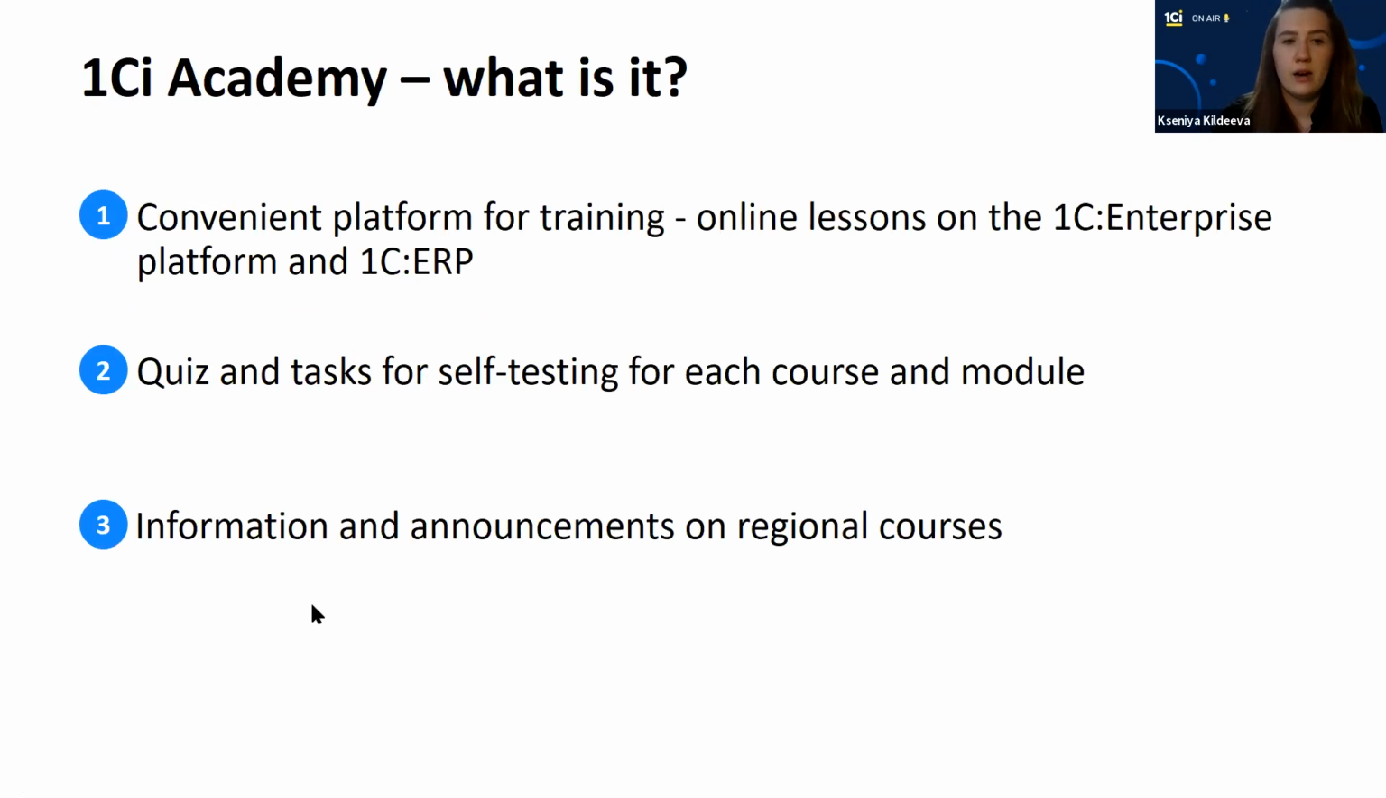First, I will tell you what the Academy is. Academy is a combined platform for training. You can find the online lessons on OneC Enterprise platform and OneC ERP, quizzes and tasks for self-testing for each course and module. And of course, in Academy, you can find announcements and the schedule of regional courses. Next slide, please.